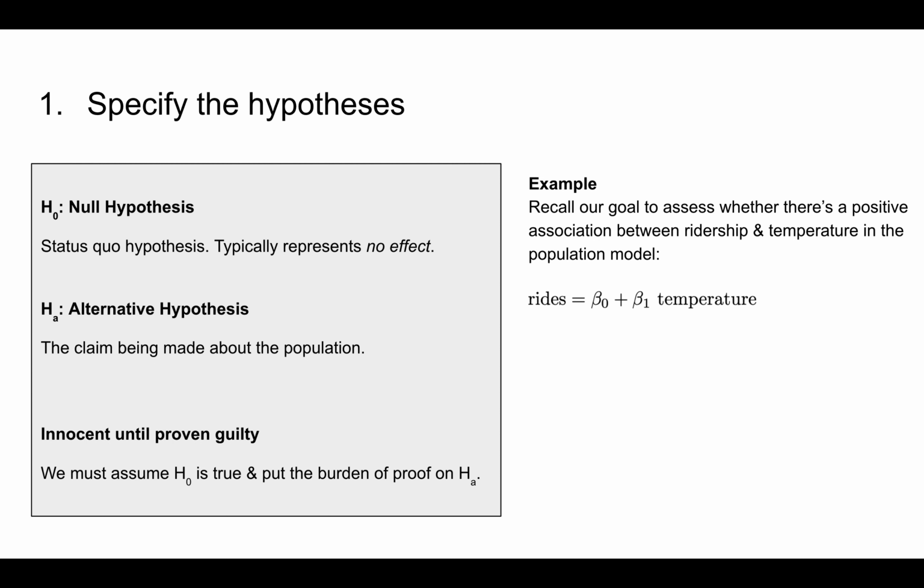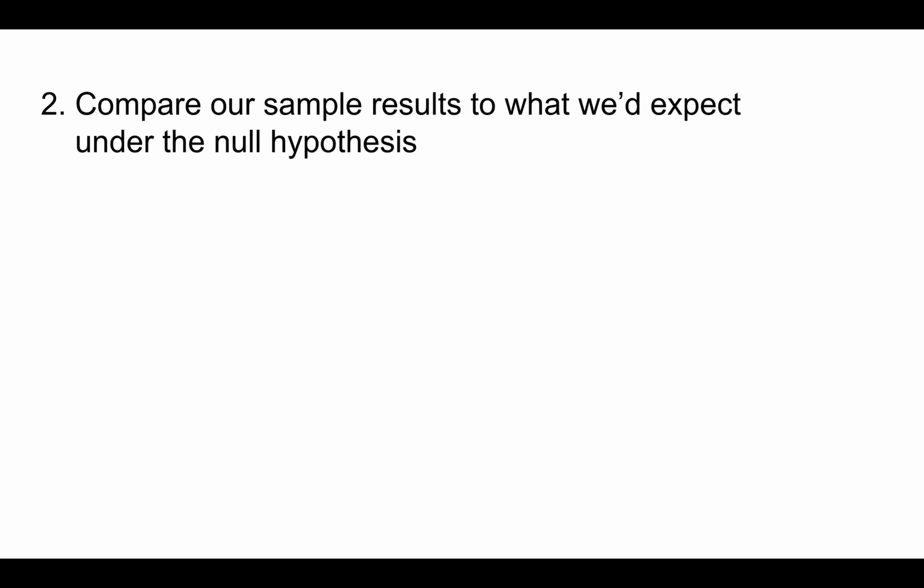In specifying the hypotheses of interest here, it can be easiest to start with our actual claim, the alternative hypothesis. Translated into notation, our claim that we want to test is that the temperature slope coefficient is positive. In contrast, then, the status quo hypothesis is that the coefficient is 0. That is, that there's no association between ridership and temperature. With these hypotheses in place, let's move on to step 2.